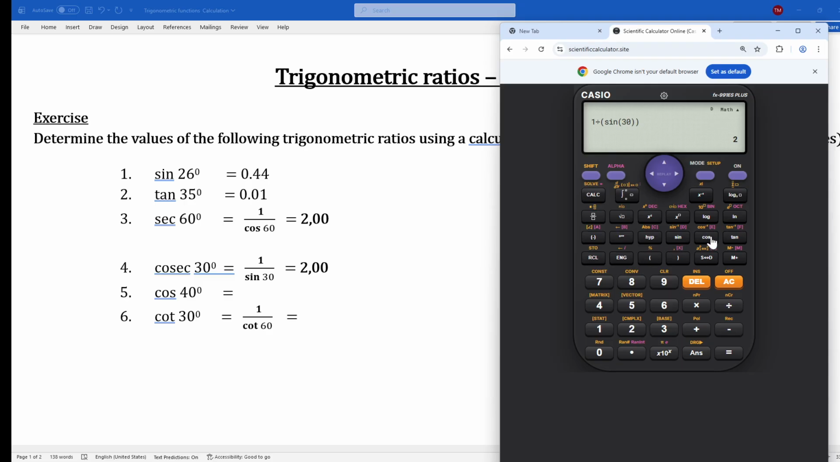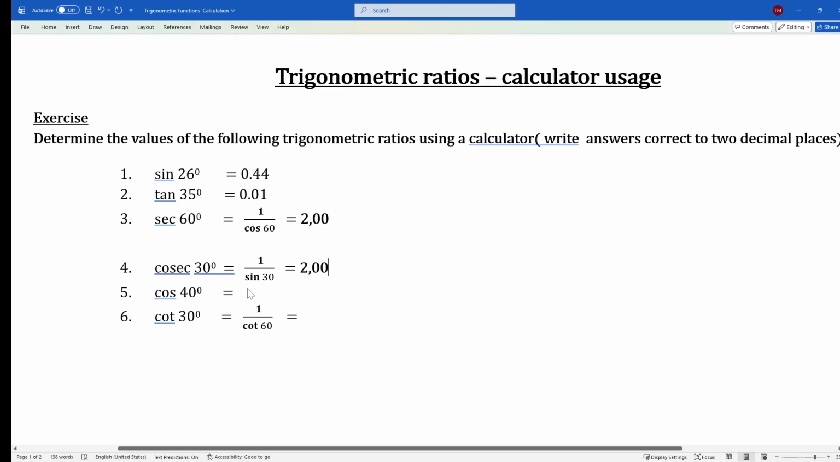The next one is the cosine of 40. Now that we have cosine existing on our calculator, the function existing, we will go directly to it and say cos 40 degrees, and we get an answer of 0,766, which when written to two decimal places, it will become 0,77.